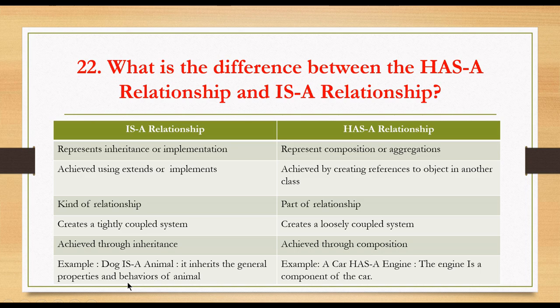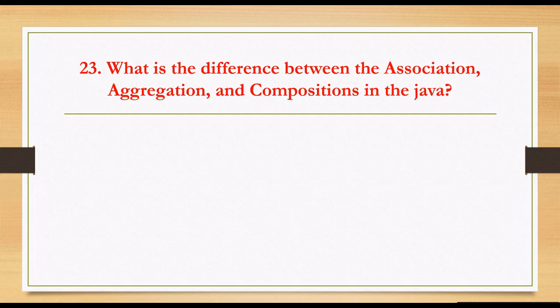The is-a relationship is achieved through inheritance, and the has-a relationship is achieved through composition. An example of is-a relationship: a Dog is an Animal, so it inherits all the general properties and behavior of Animal into Dog. And an example of has-a relationship: a Car has an Engine, so Engine is a component of Car. So all these are differences between the is-a relationship and the has-a relationship. Next, the differences between association, aggregation, and composition in Java. So first one we see is association.